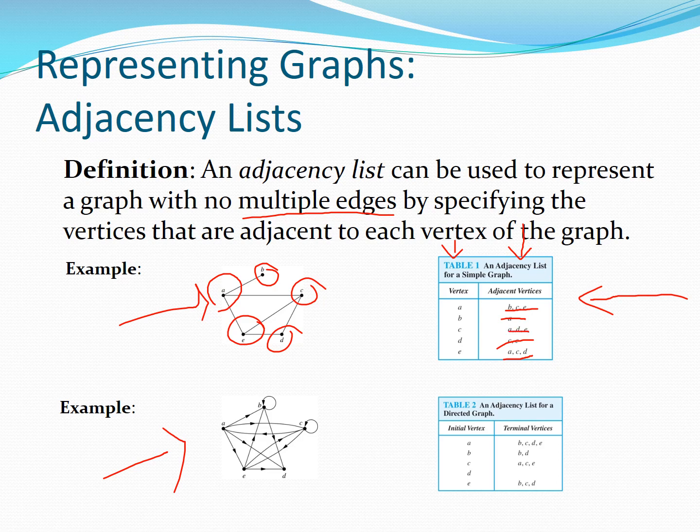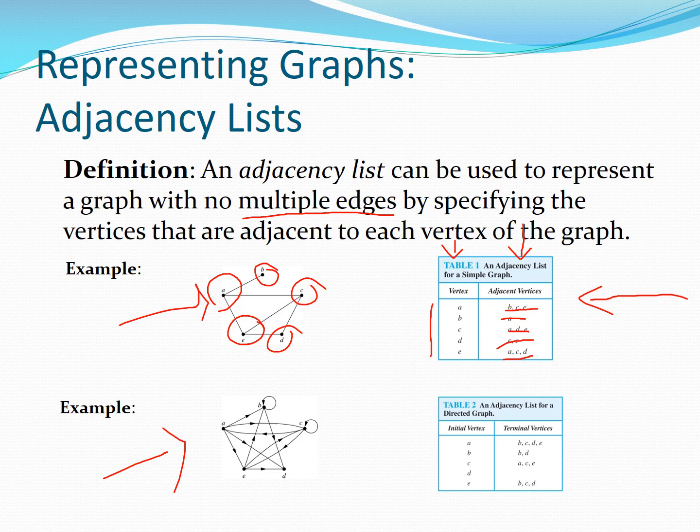Another important thing to remember is we are just following alphabetical order while listing the vertices here, going from A through E, but you can list them in any order that you want. It does not matter which vertex and which adjacent vertices you list first.